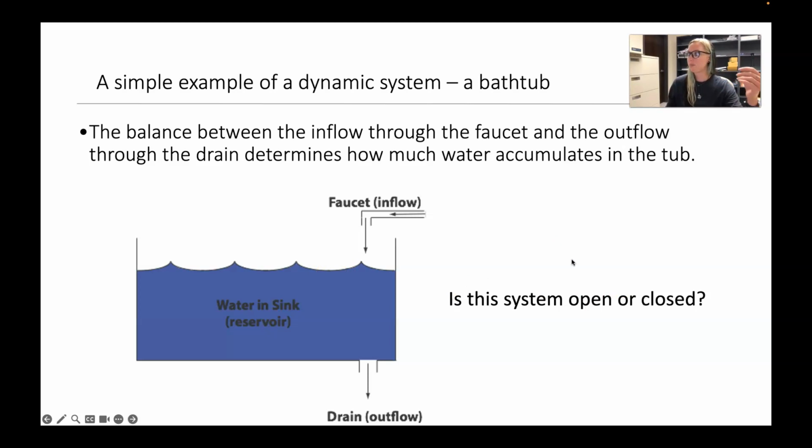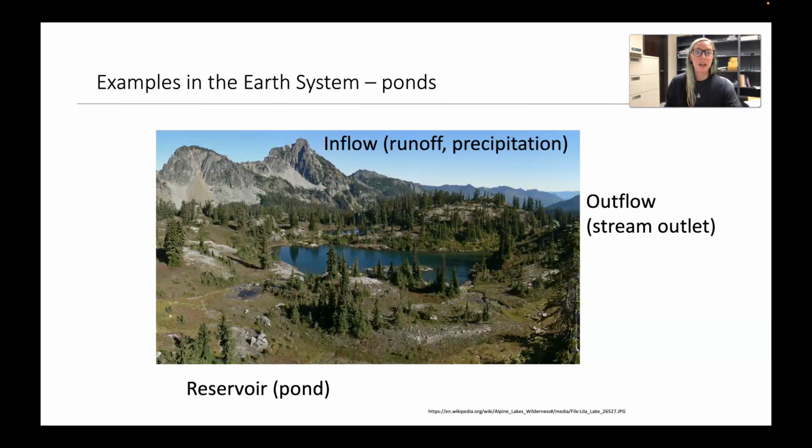One example, I know a lot of us are outdoorsy folks, so this can be one that maybe you've seen before, is that of a pond, right? So your inflow for that pond could be some runoff from off of mountainsides here, or precipitation can help fill that pond. And then maybe there's a stream outlet, which can then allow water to flow out of the pond or lake. So that's why we have an inflow, a reservoir, and an outflow, not influx. Inflow, reservoir, outflow. Very simple, easy system.